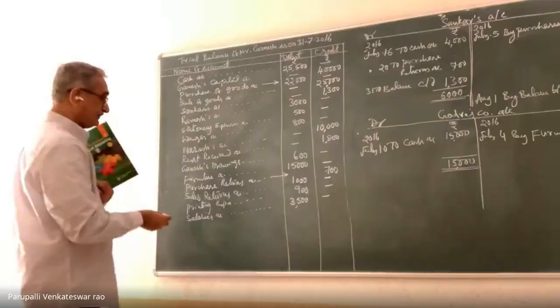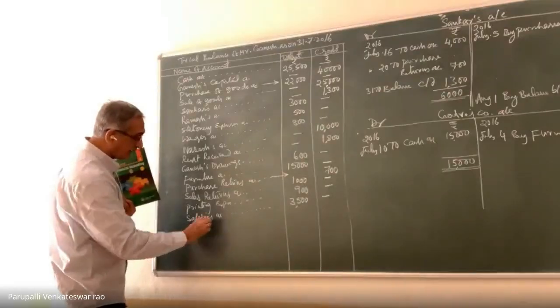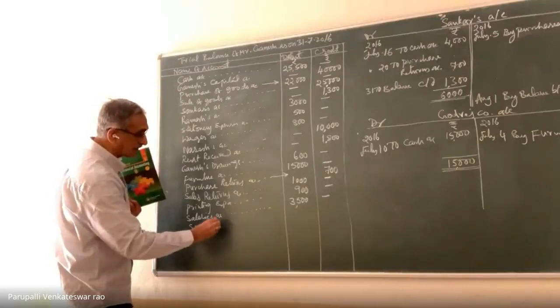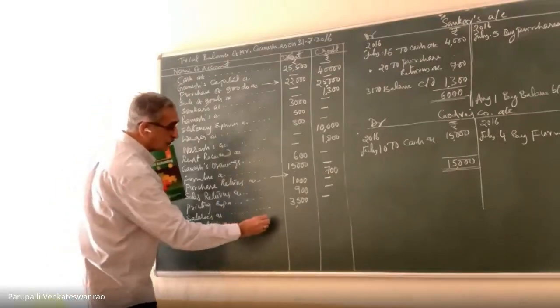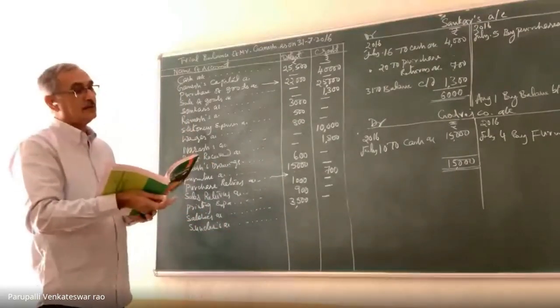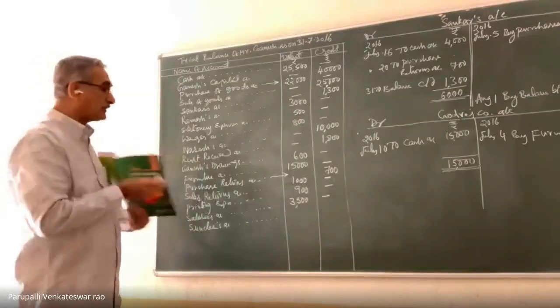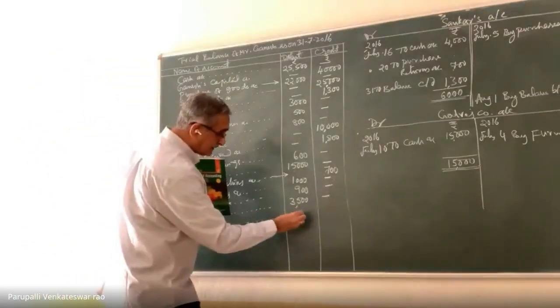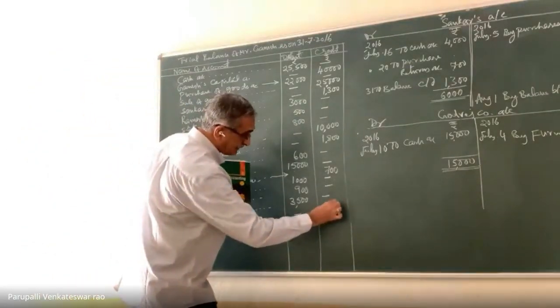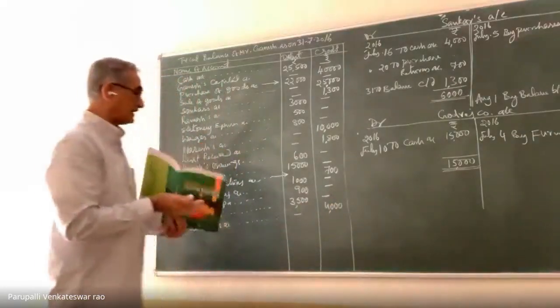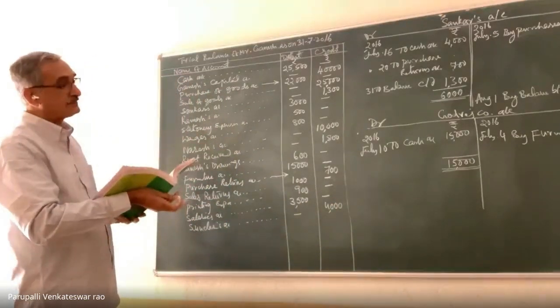Sundar's account. From Sundar we have purchased goods on credit. It is 4,000. It is a credit balance. Next one.